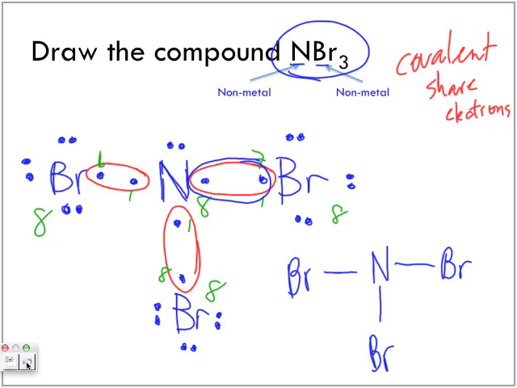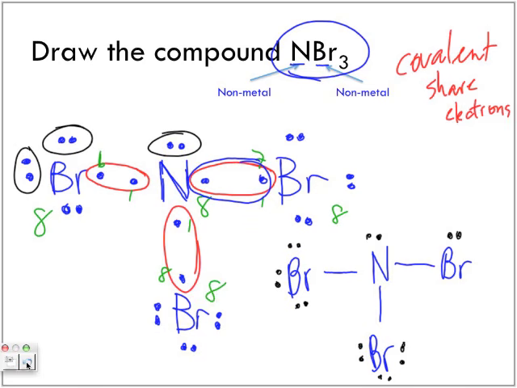Now the only thing that's left is to draw in these shared pairs of electrons. Nitrogen has 1 shared pair, right? Each bromine has 3 pairs of shared electrons. Okay. And you can always double check, just to make sure that you've drawn 8 electrons. So around bromine we've got 2, 4, 6 electrons, and remember, each line represents 2 electrons. So we've got 6, 7, 8. Each one has got 8.